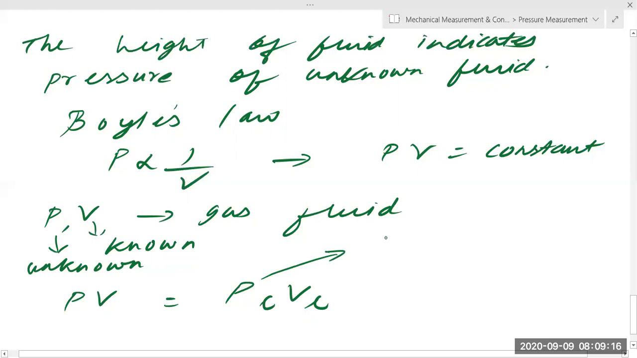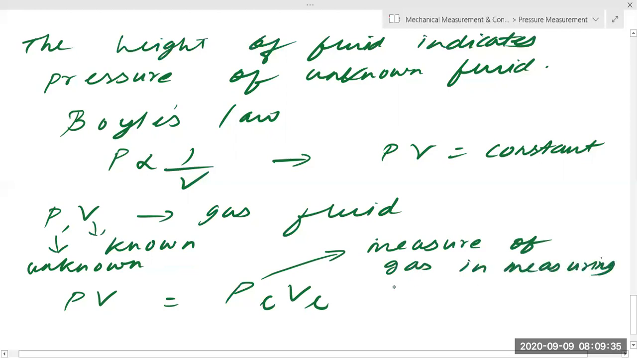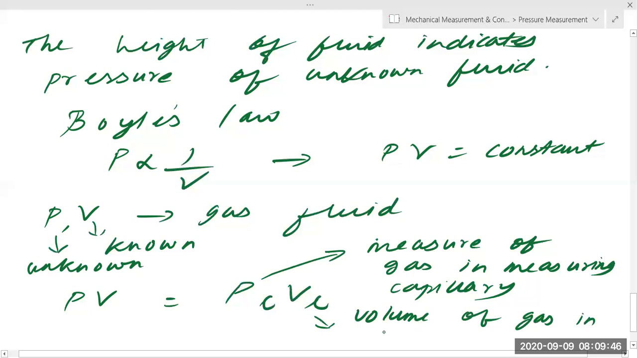PC will be the pressure of gas in the measuring capillary. Remember, what was the pressure of gas in the measuring capillary? There was something called height. So this is the pressure of gas in the measuring capillary, right? Automatically the pressure will be balanced. PC is the pressure of gas in the measuring capillary, and VC is the volume of gas in the measuring capillary.